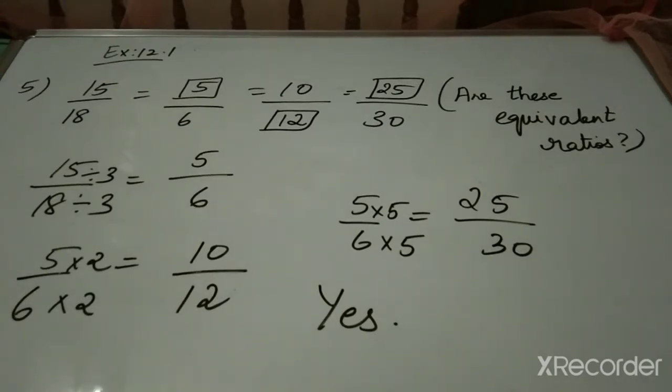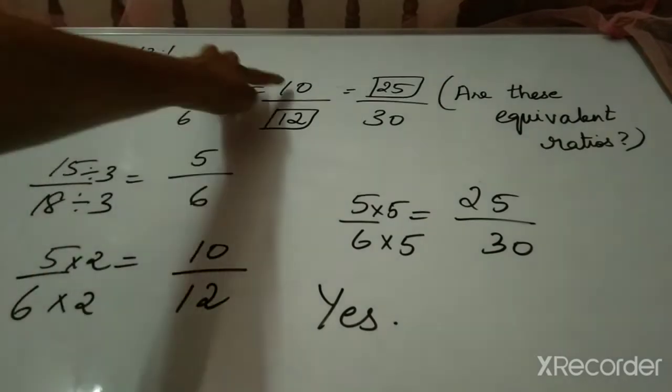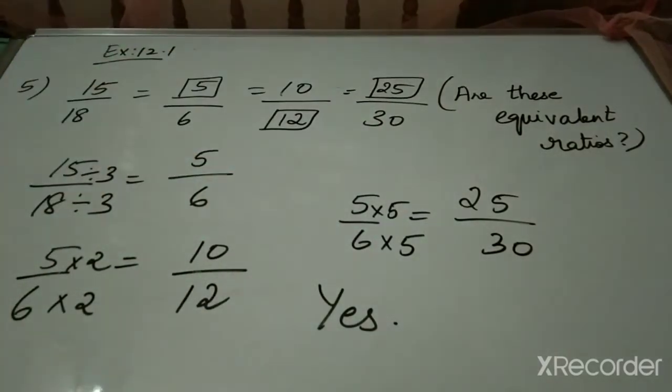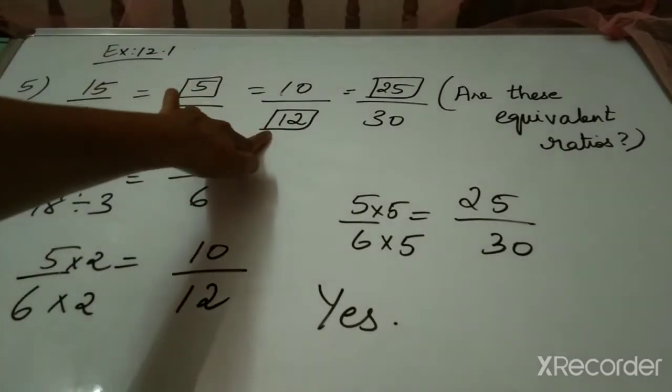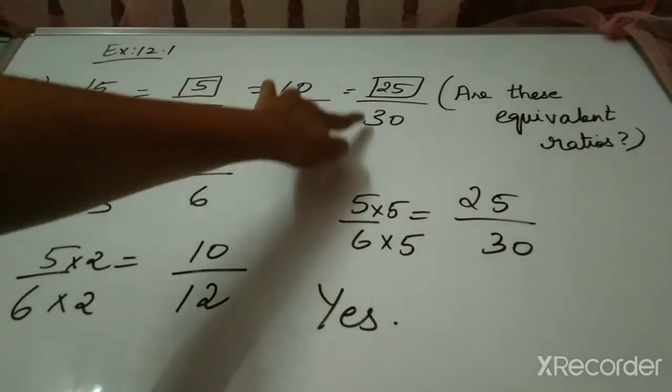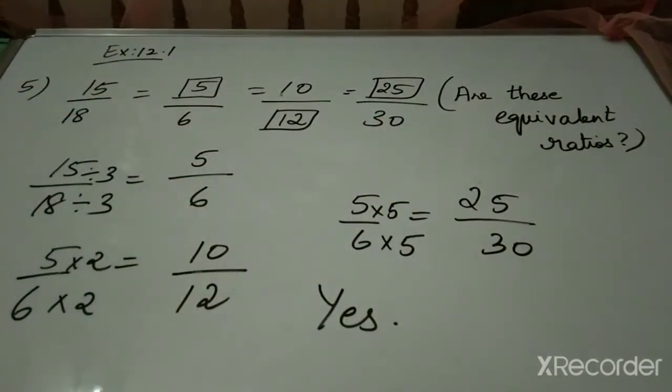Did you notice one thing in this question? Whatever numbers you take, whether 15 by 18, 10 by 12, or 25 by 30, when you make them to simplest form, 15 by 18 gives 5 by 6, 10 by 12 is also 5 by 6, and 25 by 30 is also 5 by 6. So each is equal to 5 by 6. Clear, children? So they are equivalent ratios.